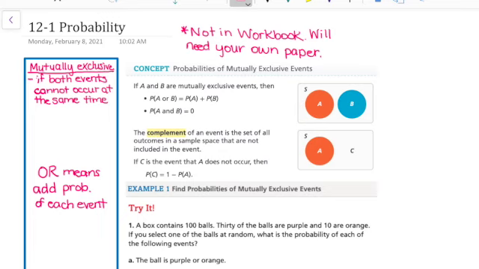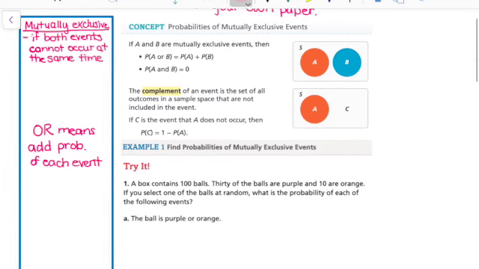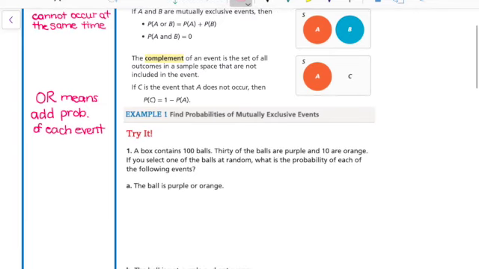But our first word is mutually exclusive. Things are mutually exclusive, especially in probability, if both events cannot occur at the same time. Okay? So if we had a box that contained 100 different balls or marbles, 30 of those are purple, 10 are orange, we're going to select one of them at random, and what's the probability of the following? So if it's purple or orange, our keyword there is or. That means to add. So notice I wrote that little note over here. That's important to have down.